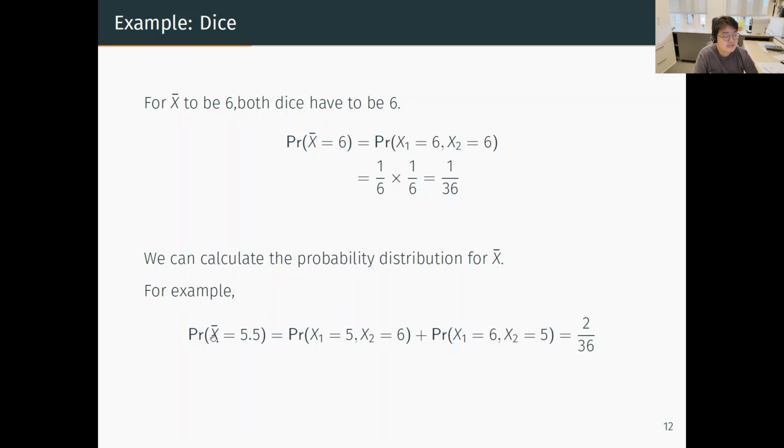When you are interested in x bar equals 5.5, that means one dice has 5 and the other has 6. But it can be 5, 6 or 6, 5, like we did in the binomial distribution. So you have to think about two different cases, and again use the multiplication rule to calculate each single outcome's probability. Then in the end it becomes 2 over 36. So this is pretty basic, simple computation.